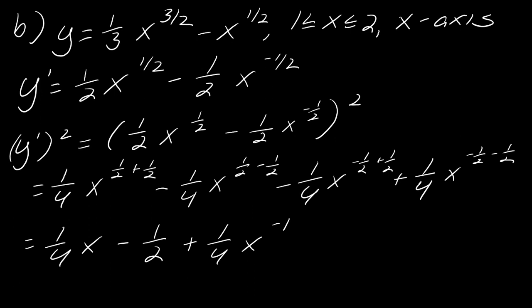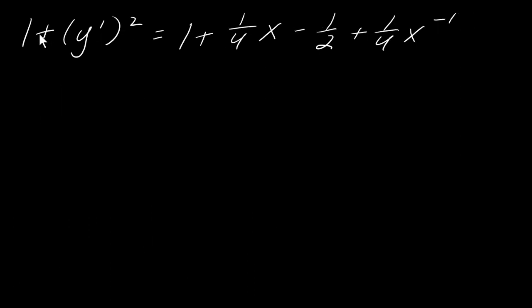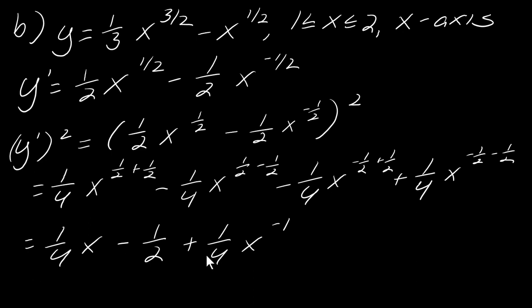So let's make some space. So I take 1 plus my derivative, squared, so 1 plus all of this. And so then we can see that I can add the 1 and the negative 1/2. So this is 1/4 x plus 1/2 plus 1/4 x to the negative first. Okay, so what is the deal with this then? So this is very similar to what my FOILed out derivative was. The only difference is that now instead of a negative, it's a plus.